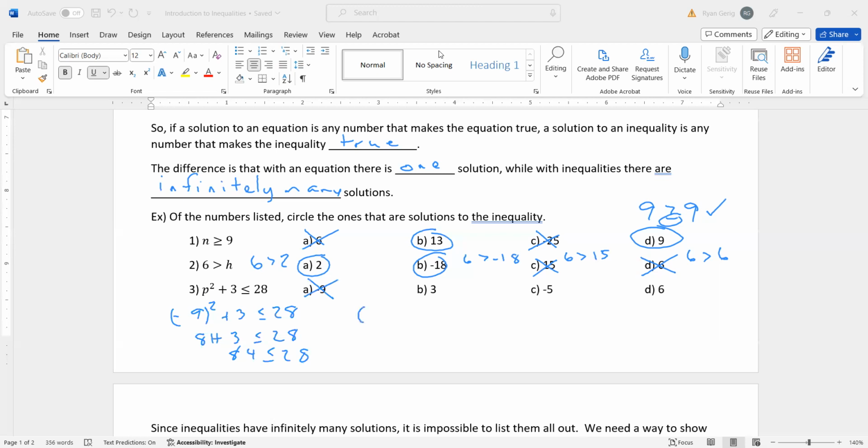Now let's do 3. 3 squared is 9. 9 plus 3 is 12. Is 12 less than or equal to 28? Yes, it is. How about -5?